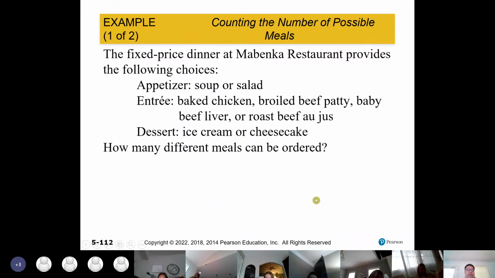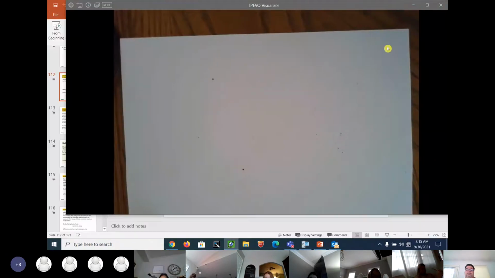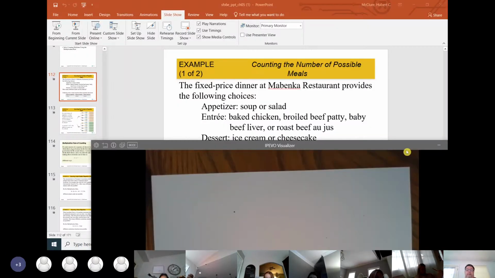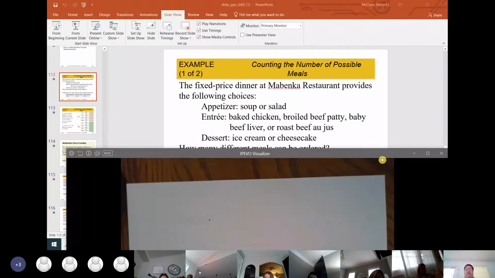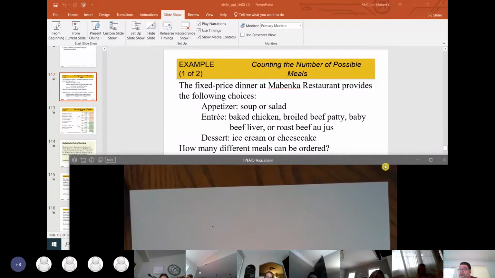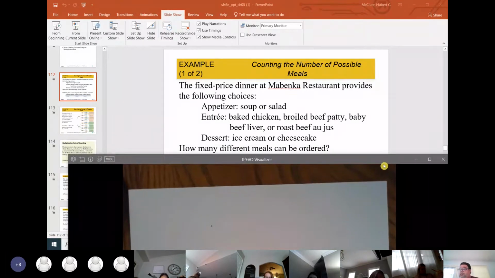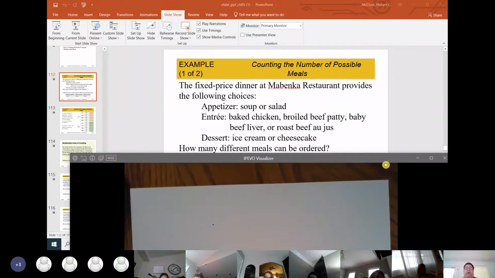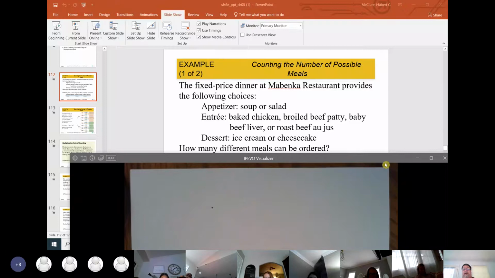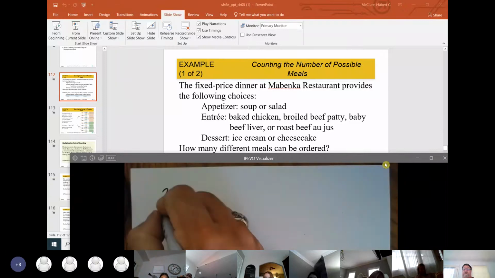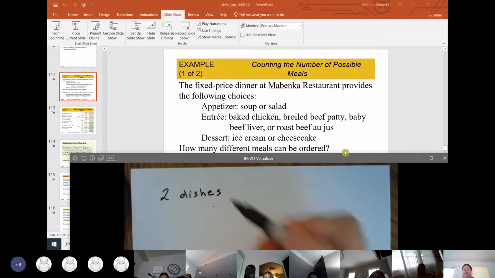So when you're doing this problem, you just write down the following things. There's 2 dishes. There's 1, 2, 3, 4, 5 dishes, right? 1, 2, no, 3, 4. 4 dishes.